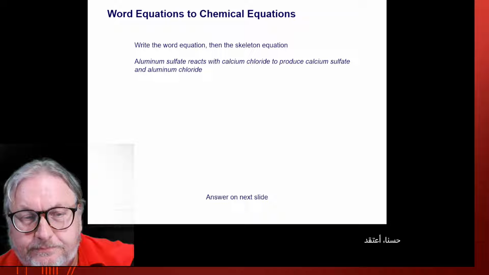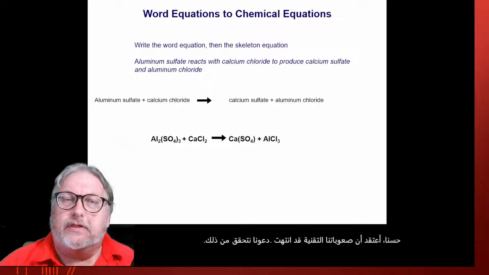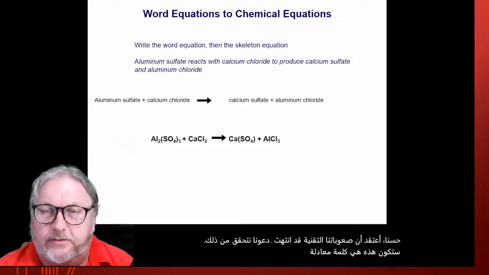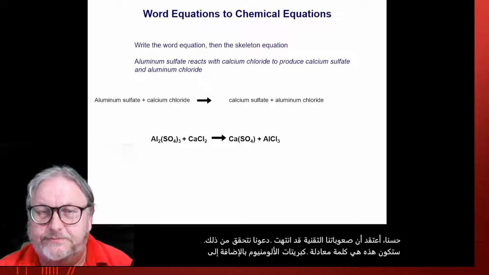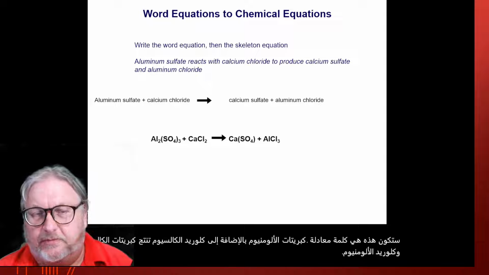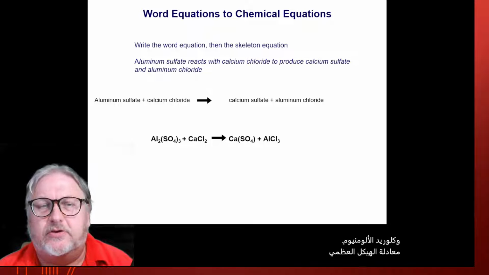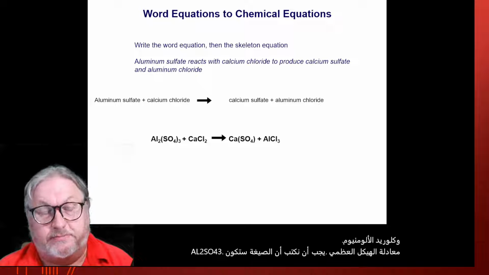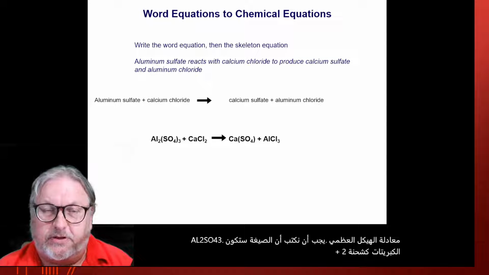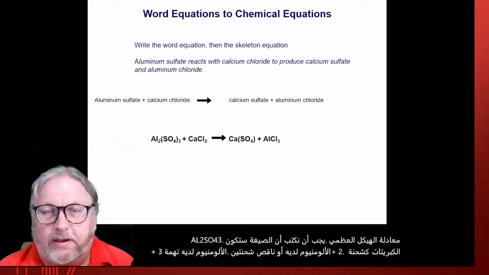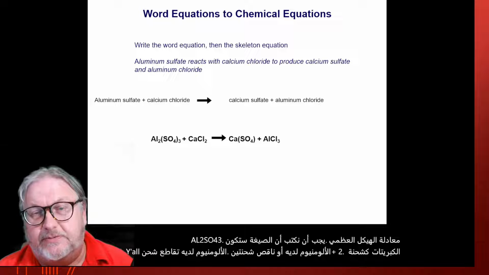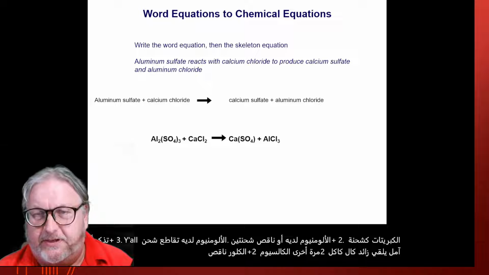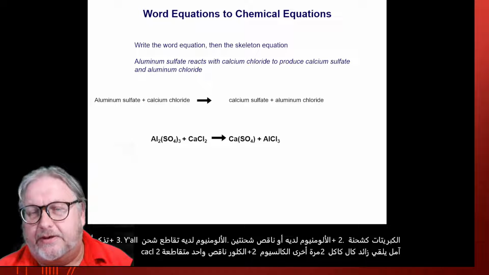Let's check it out. So, this would be the word equation: aluminum sulfate plus calcium chloride yields calcium sulfate and aluminum chloride. The skeleton equation, we've got to write the formulas down, would be Al2(SO4)3, because sulfate has a -2 charge and aluminum has a +3 charge, crisscross. Y'all remember that, I hope. Plus CaCl2, again calcium +2, chlorine -1, crisscross, CaCl2. Same thing with the calcium sulfate, CaSO4, plus AlCl3.